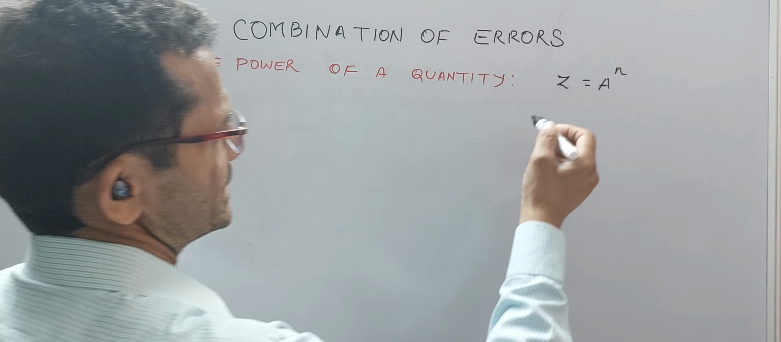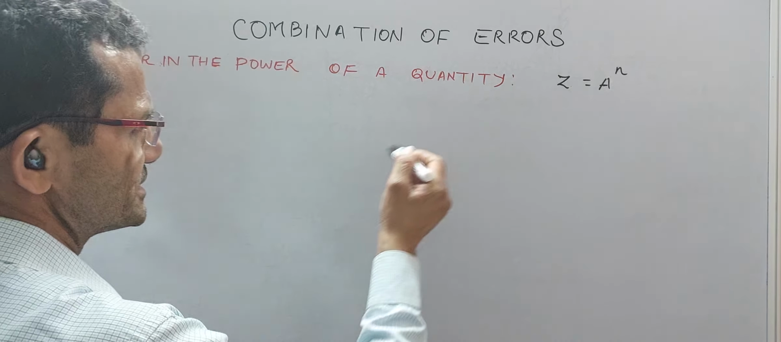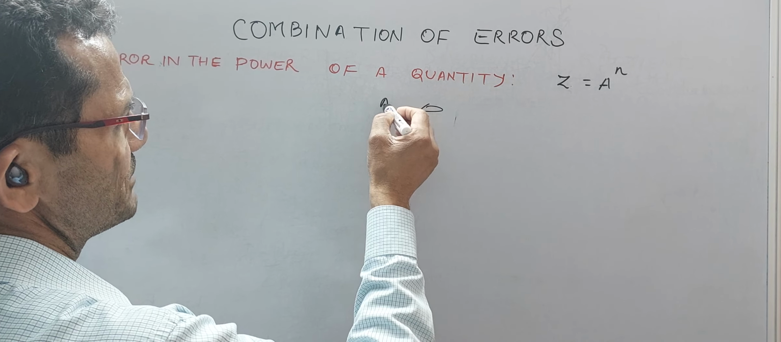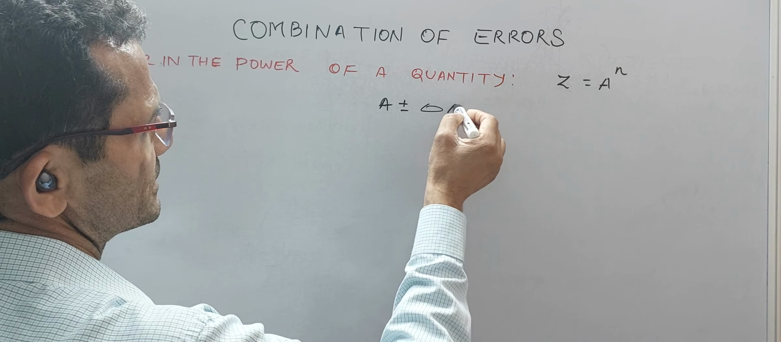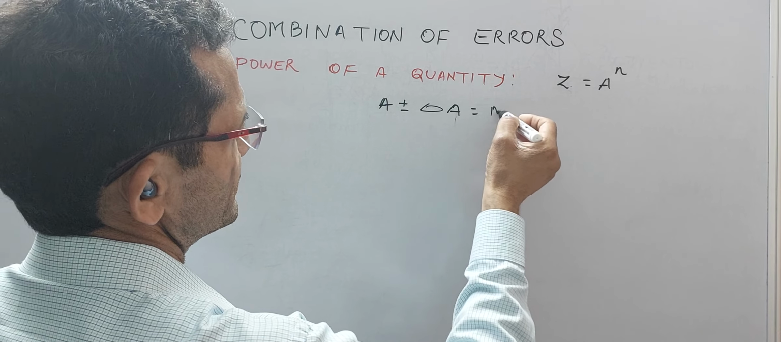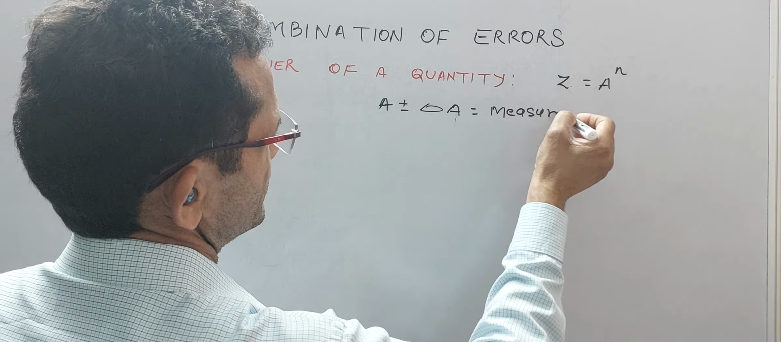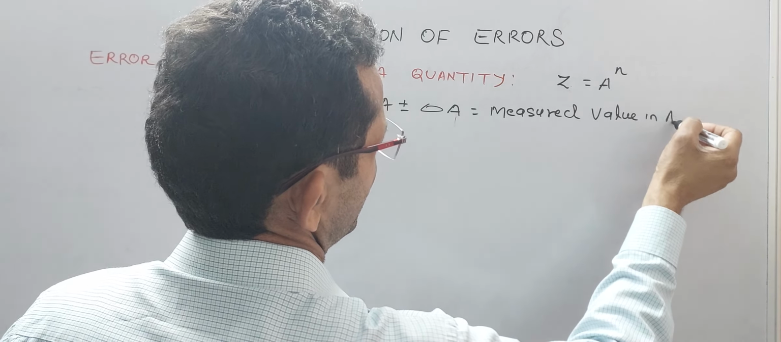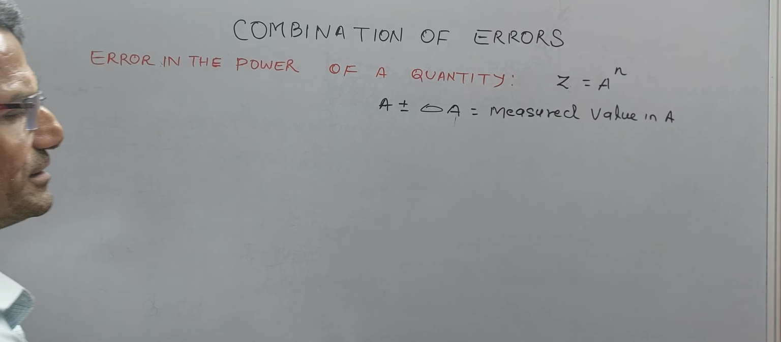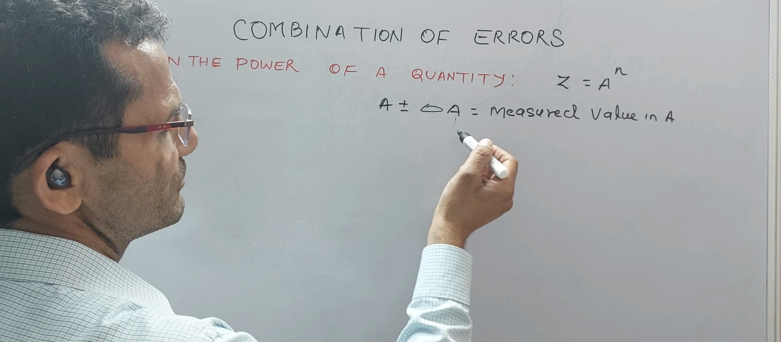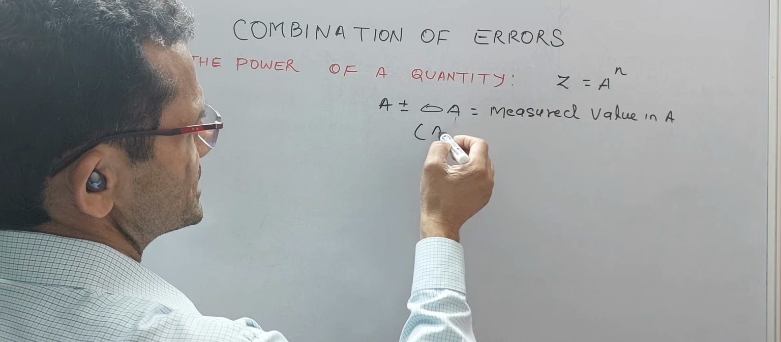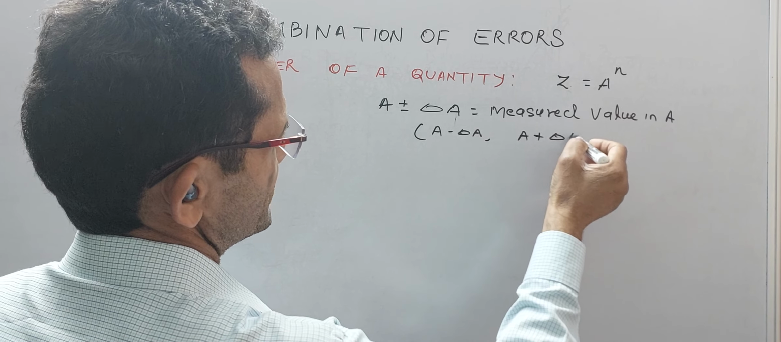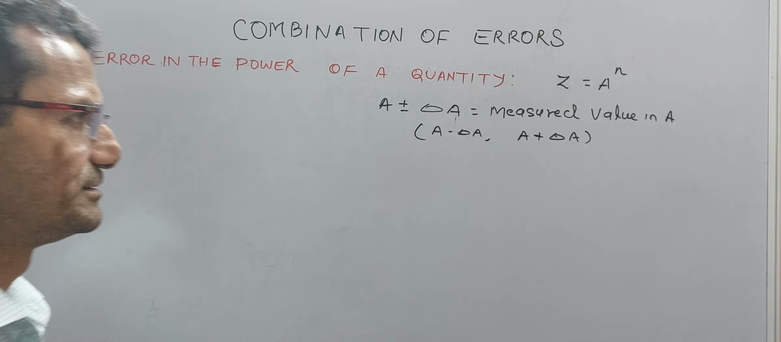So let us suppose the measured value in A is A plus minus delta A. This is the measured value in A. So this value gives you the range. It means that the measured value will come out in this interval, A minus delta A to A plus delta A. The measured value will lie between these intervals.